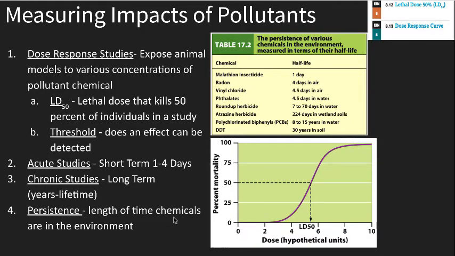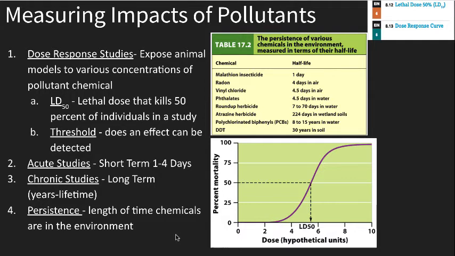We can measure the impacts of pollution by looking at dose response curves and determining the LD50. So when we study pollutants, we want to know how harmful something is. We can look at a dose response curve, and that really describes the effect of a pollutant on an organism, or mortality rates in populations, based on particular doses of toxins in the environment, or sometimes even in drugs that are being studied.